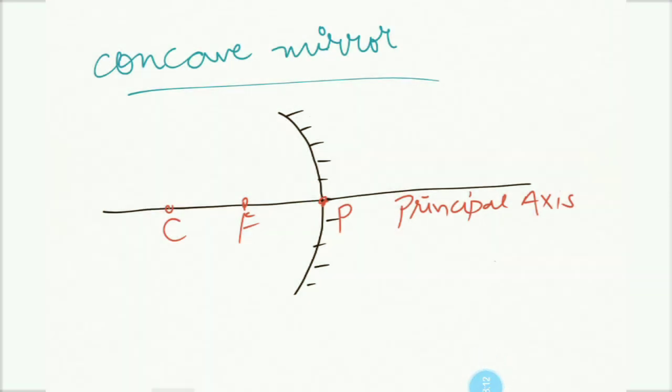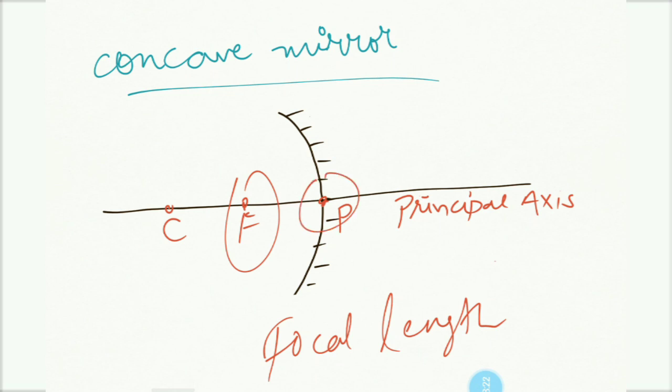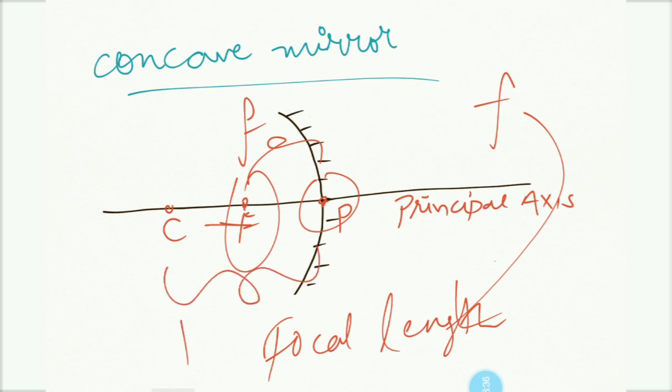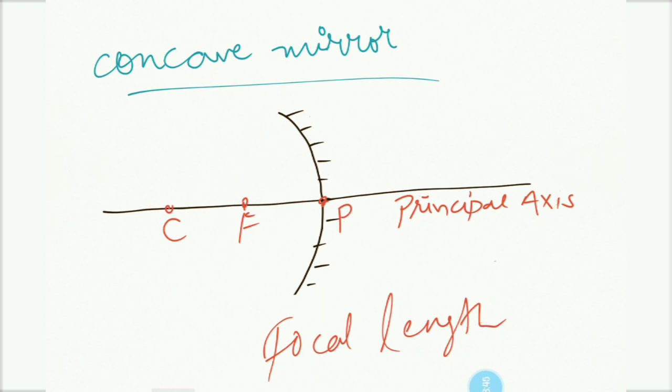Now the next thing we have to see is something called the focal length. So the distance from the focus to the pole of the mirror, whatever that distance is, that is only called the focal length. It is denoted by small f. Okay, small f is nothing but the focal length. Clear? That's it. Focal length is this much. See, from the center to the pole is nothing but the radius of curvature. From the focus to the pole is nothing but the focal length. That is clear to you, I am hoping, and I am clearing it off.